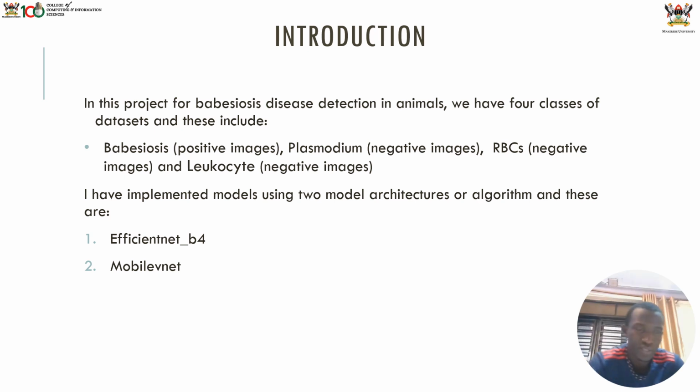And then you also have the Plasmodium images. These are negative images, but we doctors, or the veterinary doctors, usually have difficulty in differentiating babesiosis disease and Plasmodium, since both of them have the same ring shape, which brings a lot of confusion, especially when they're doing the research to determine which one is which, and this takes more time. So we also have it learn its patterns so that when someone is using the model, we can easily distinguish whether it is babesiosis or Plasmodium, and also whether it is healthy or unhealthy.